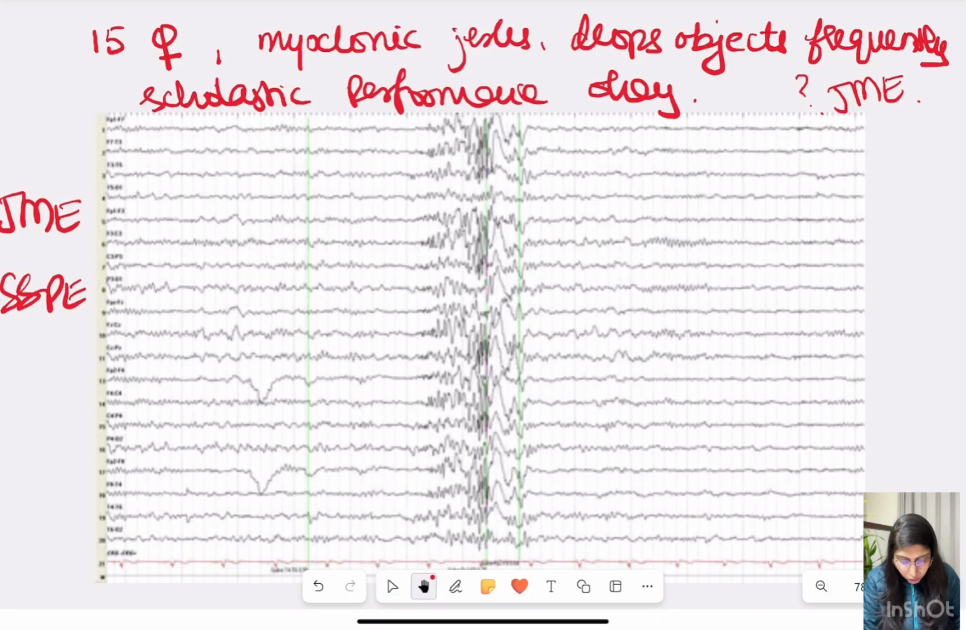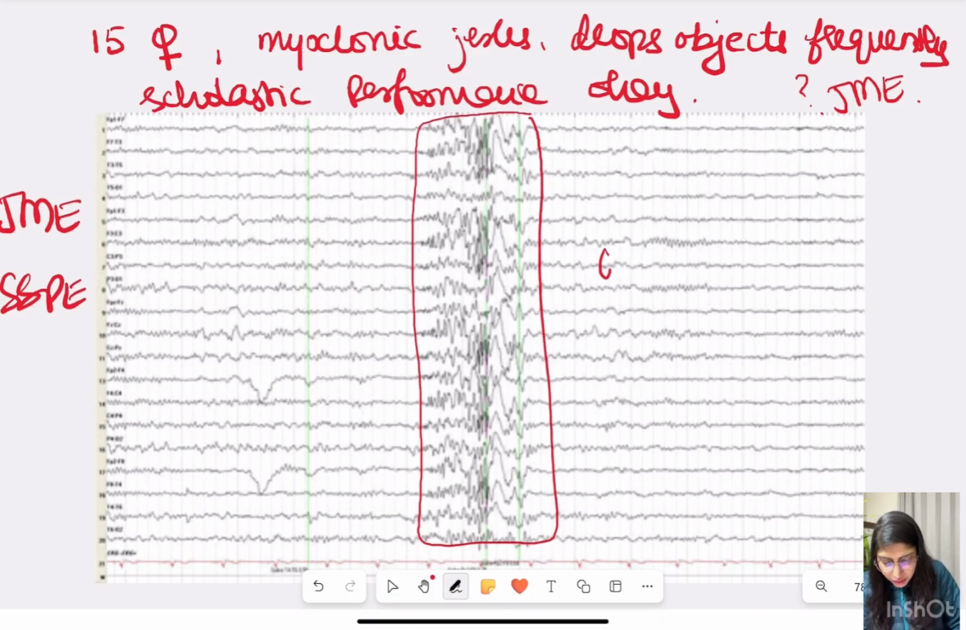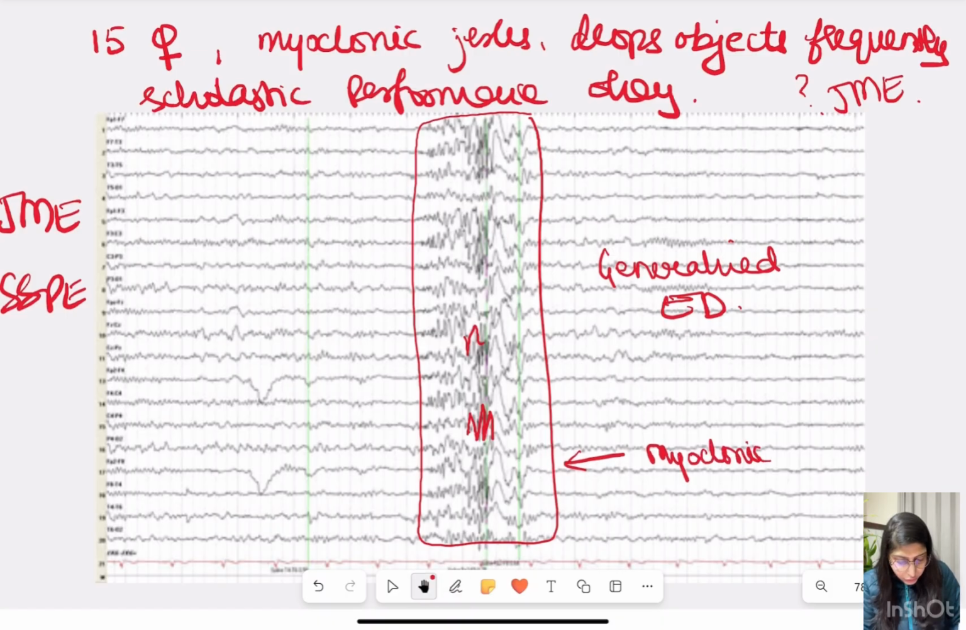Right? Now let's look at the EEG. What is this EEG showing? We know that this is somewhat a generalized epileptiform discharge, right? This is a generalized epileptiform discharge because it is involving all the leads. And it is a high frequency discharge, and these are polyspikes. Here we can see a wave, a spike and a wave, and polyspikes, right? So this, my friends, is a myoclonic jerk.